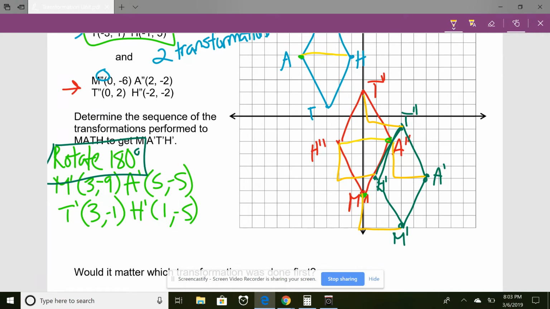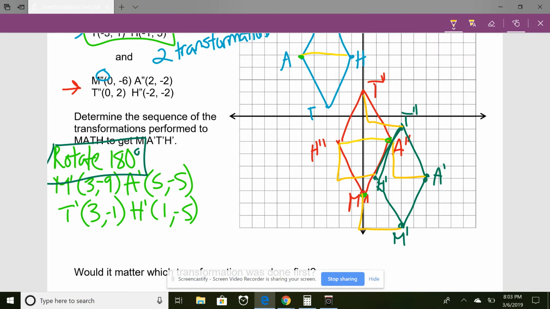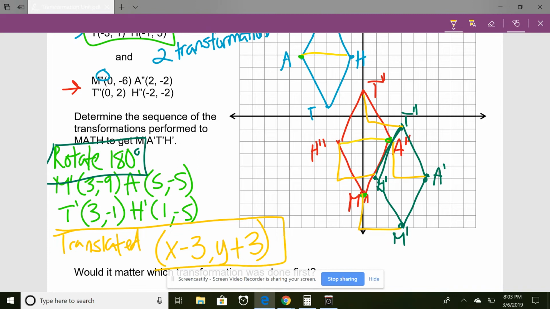So then our next transformation is a translation. Left 3 means x minus 3. Y up 3 means y plus 3. So there's my translation. So these are my two transformations.